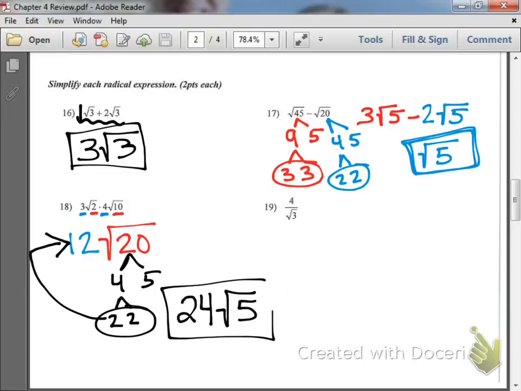And we get 24 square root 5. Questions on that one?